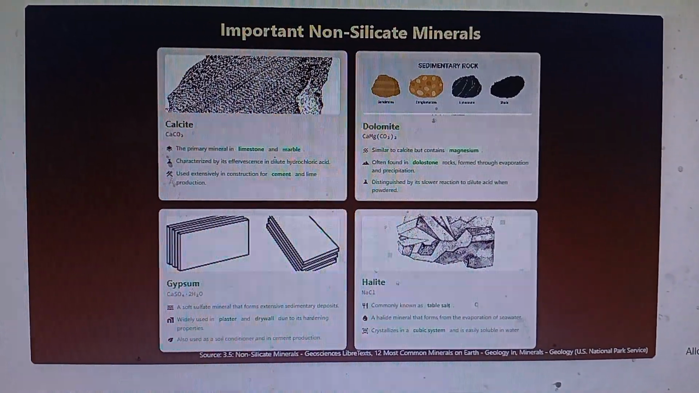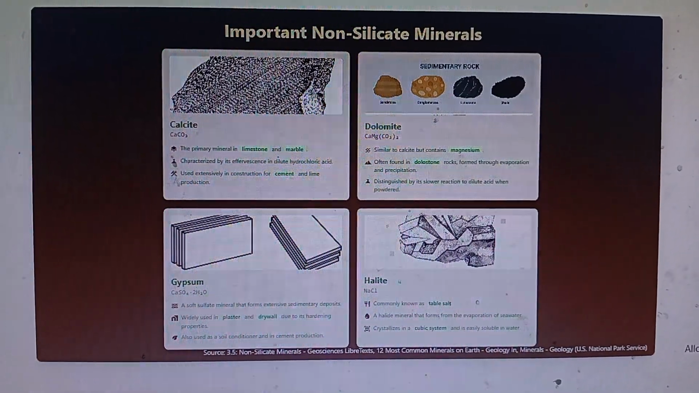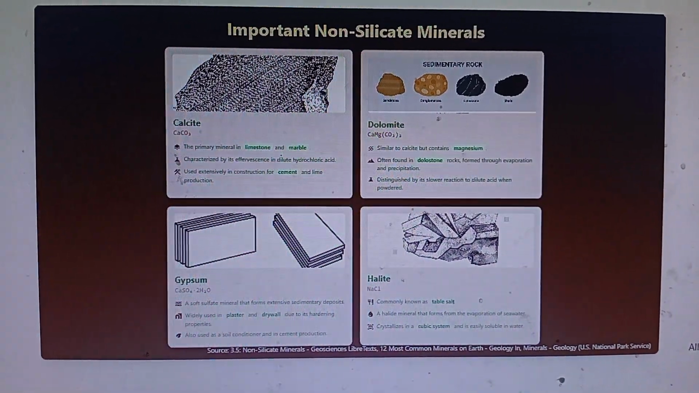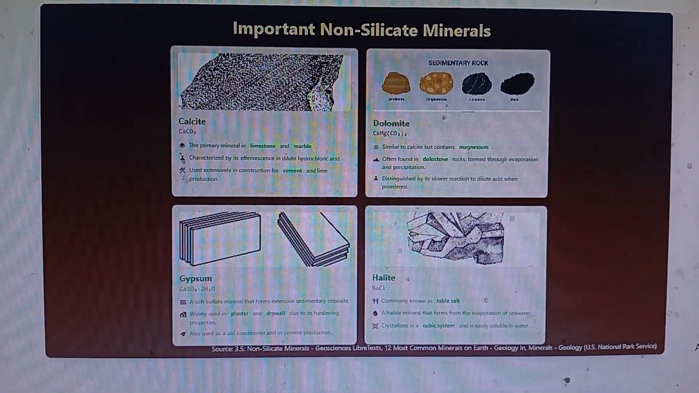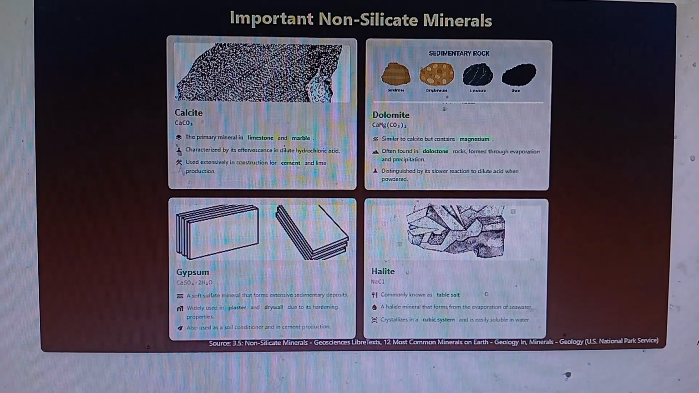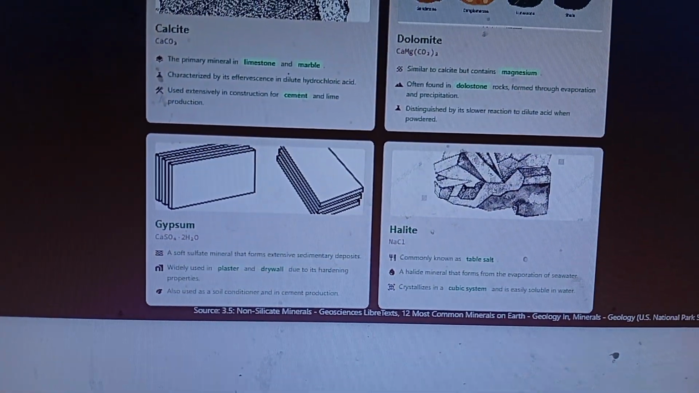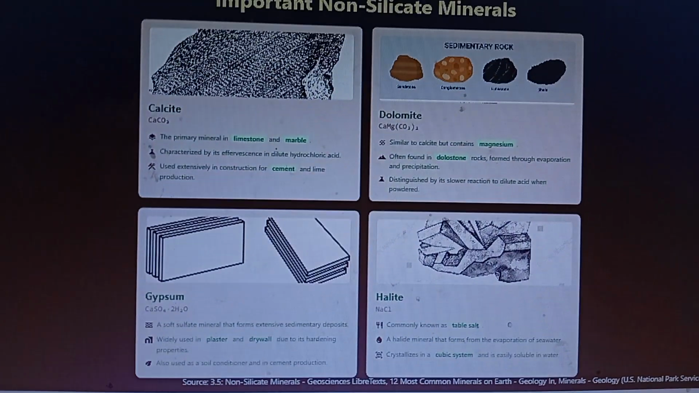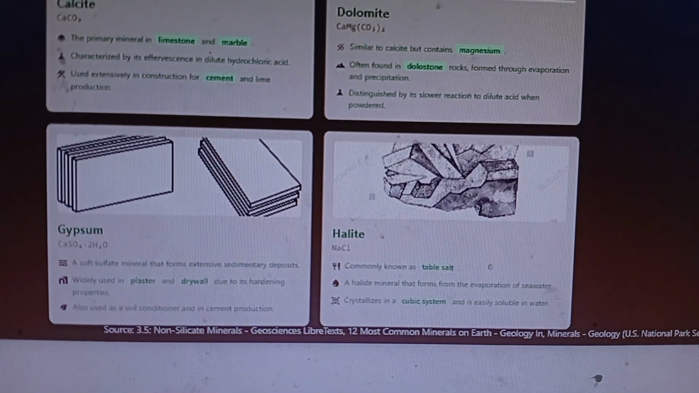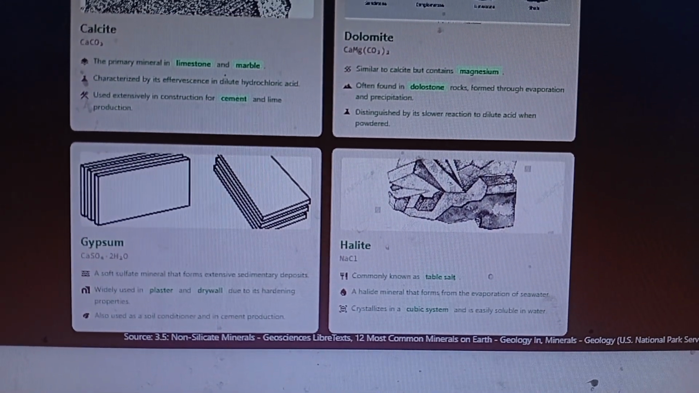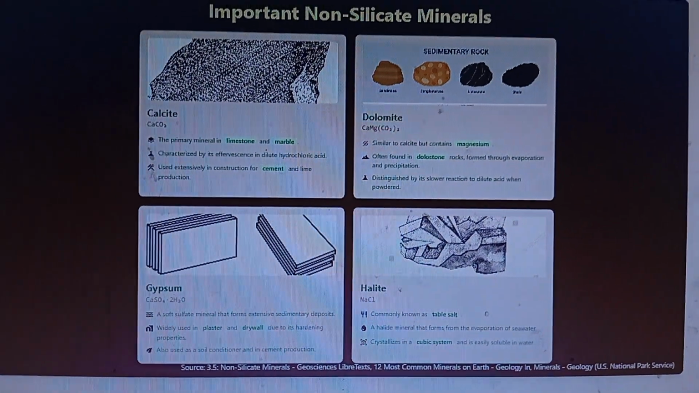Calcite, composed of calcium carbonate, forms the foundation of limestone and marble, readily fizzing when exposed to dilute hydrochloric acid. Dolomite contains additional magnesium and reacts more slowly with acid when powdered. Gypsum, a soft sulfate mineral, proves essential in construction through plaster and drywall production due to its unique hardening characteristics. Finally, halite, commonly known as table salt, forms through seawater evaporation, crystallizing in cubic structures and dissolving easily in water, making it vital for both culinary and industrial purposes.